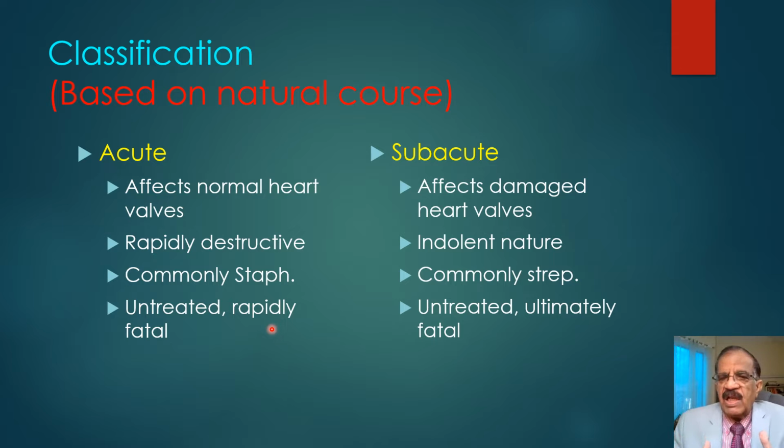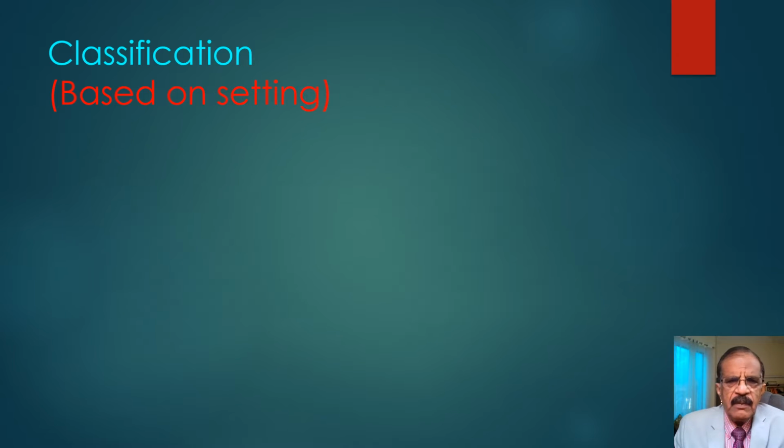So this is one classification, subacute and acute. Traditionally, we used to see subacute endocarditis. Only with modern life, with more and more indwelling catheters, more prevalence of intravenous drug abuse, and more hospitalization in intensive care units, this condition is emerging now, acute endocarditis. So this is one way of classification.